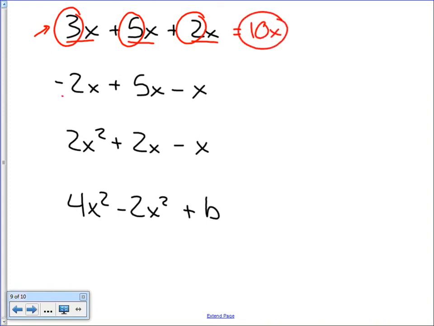The second one, looking at all three terms, they all have x's in them. I have a -2, a 5, and a negative x. Remember, there's an invisible 1 there. So -2 plus 5 will give me 3. 3 minus 1 gives me 2. So that's a 2x.